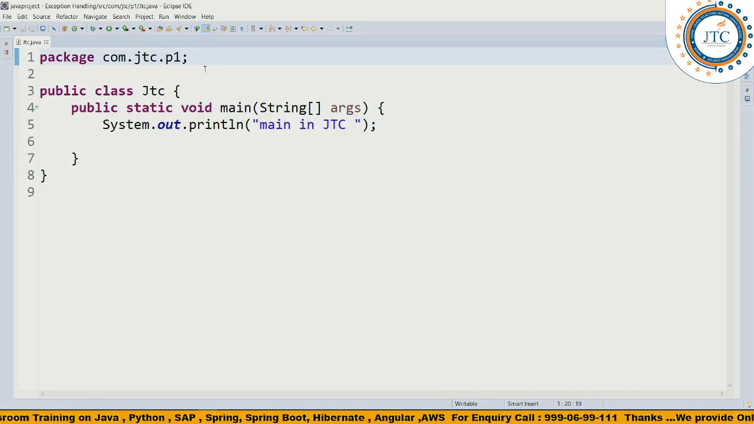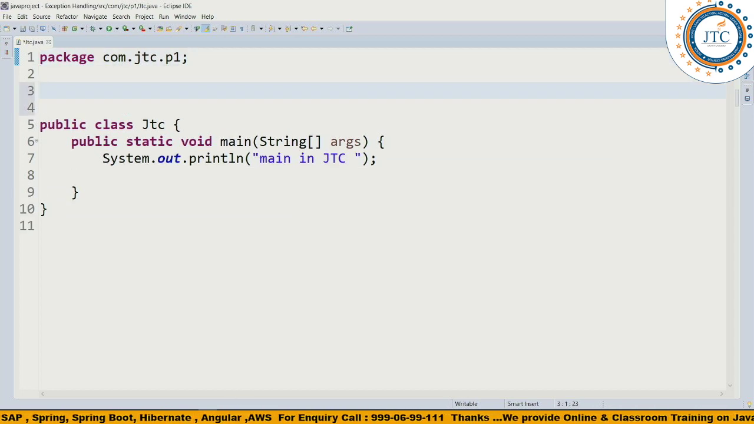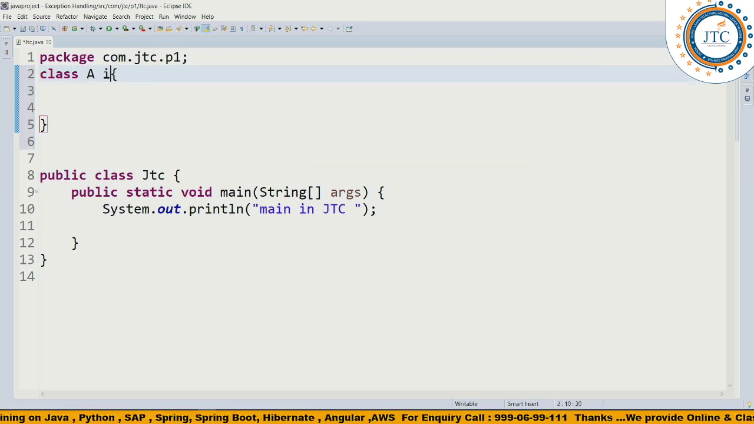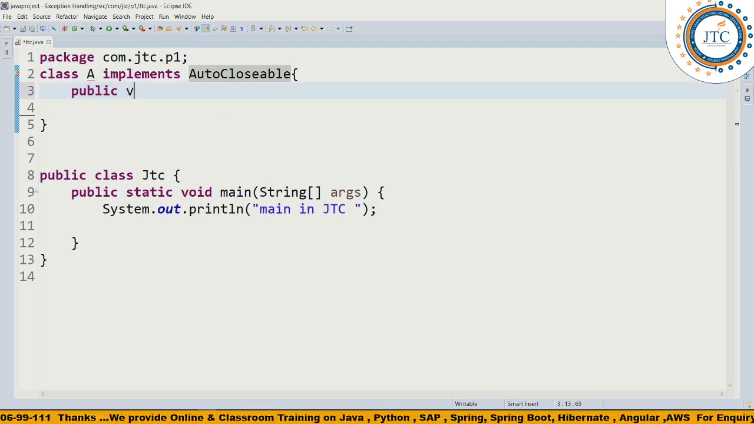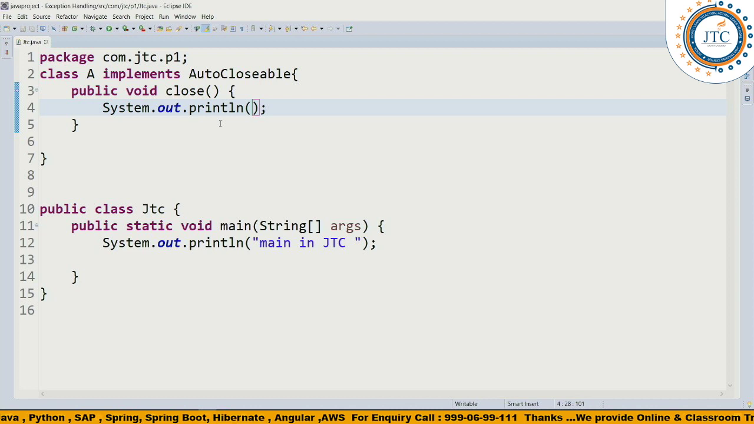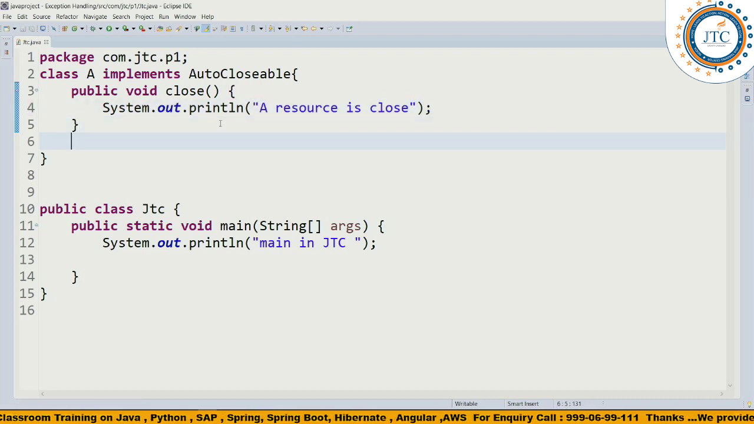Now here I'll write one very popular example, which I generally use to explain this. I'll write a class A. Class A implements which interface? The AutoCloseable interface. Since it is implementing it, we must override the close method. Inside it I'm writing one statement: "A resource is closed." A very simple statement.